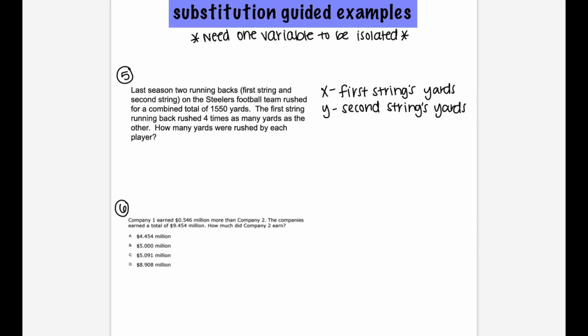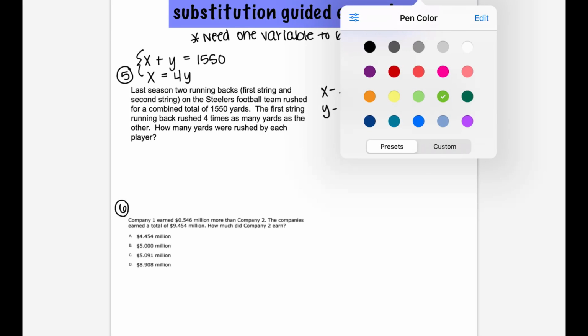All right, so they rushed a total of 1,550 yards. So X plus Y, they're combined, is equal to 1,550. The first string, X, rushed 4 times as many as the other. So the first string's yards was equal to 4 times as many as the second string's yards. So how many were rushed by each player? So here are our two equations.